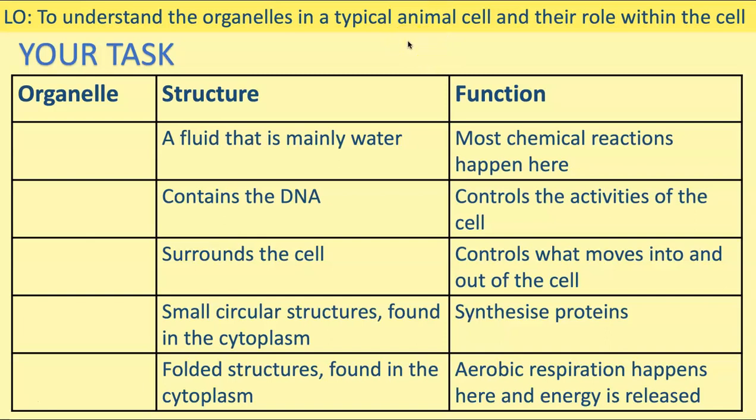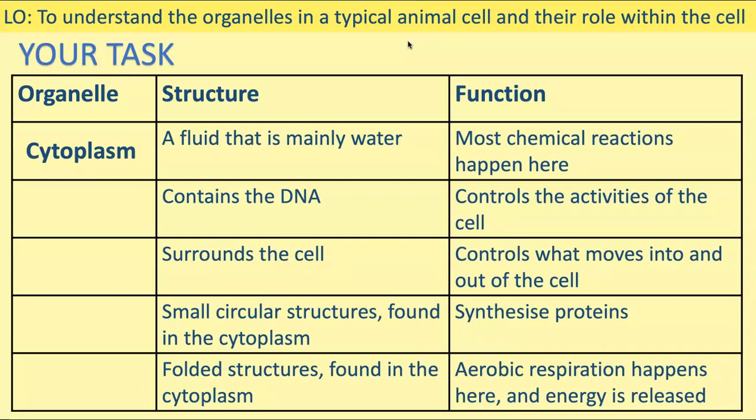Okay, once you've finished your table and you think you've got all the answers, get your different coloured pen and we will mark through the answers. So the first organelle that we've got is a fluid that is mainly water, and most chemical reactions happen here. So we know that that is the cytoplasm.